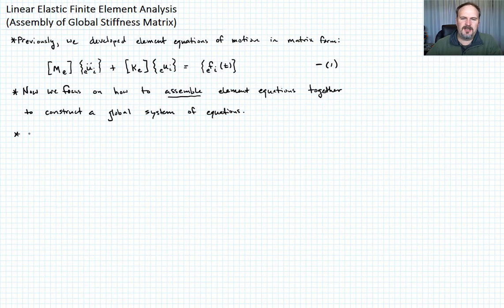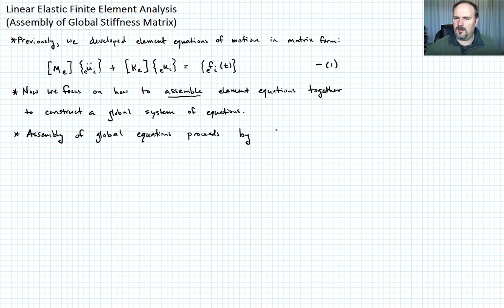Okay, so in some sense, it's a simple procedure, right? The assembly of the global equations just proceeds by summing the forces on each node from each element. So I'll write that down. So the assembly of the global stiffness matrix, or let's say the global equations, proceeds by summing the nodal force terms in each element. Okay, and what do I mean by that?